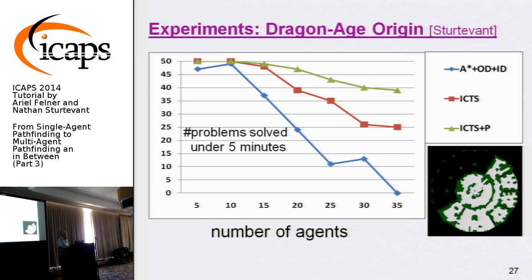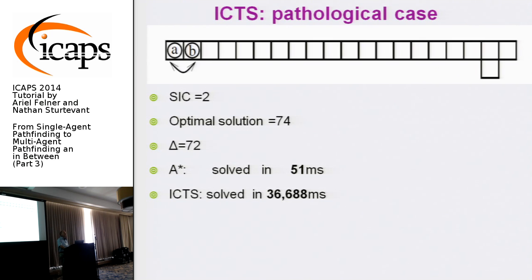Now, it turns out that ICTS runs very well on some domains, like on Nathan's maps, much better than all the previous A-star algorithms, but there are also pathological cases where ICTS collapses. This is exactly where delta is very large. Take a look at this example. The agents A and B need to swap their locations, but in order to do this, they have to move all the way around to the end of the corridor to switch places. Delta here is 72, because SIC is 2, but the solution here is of length 74.